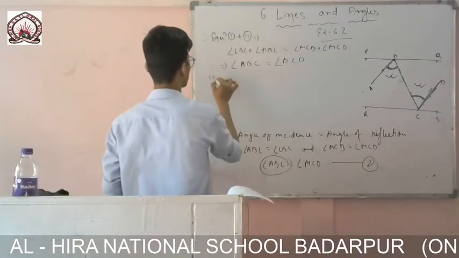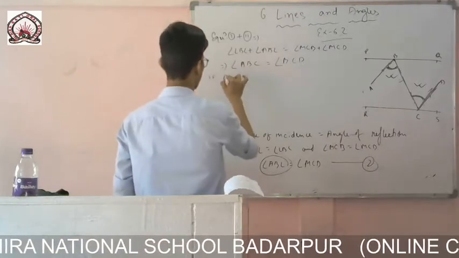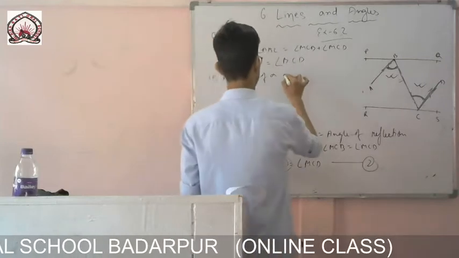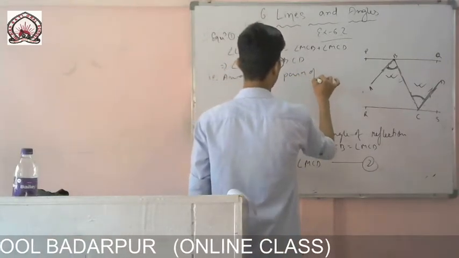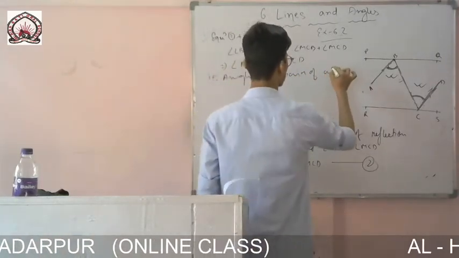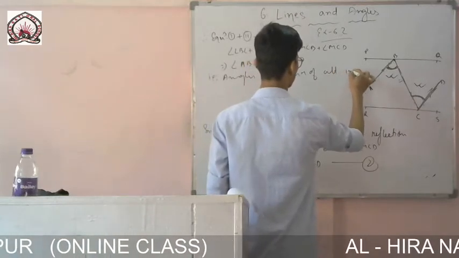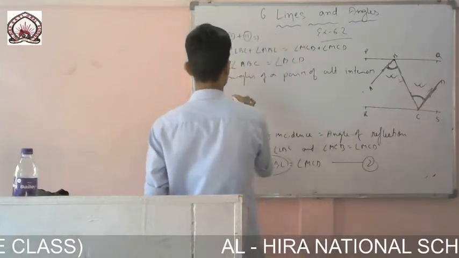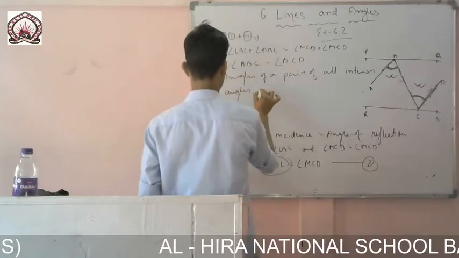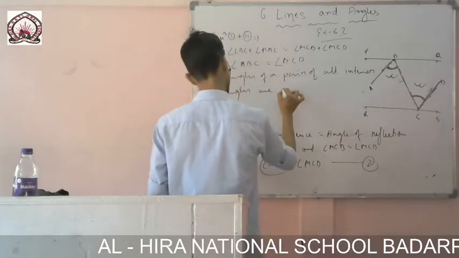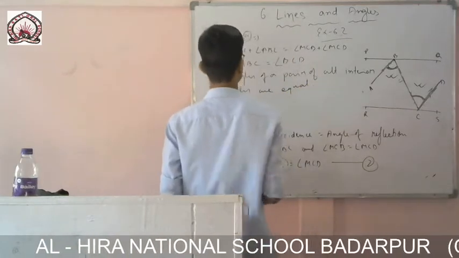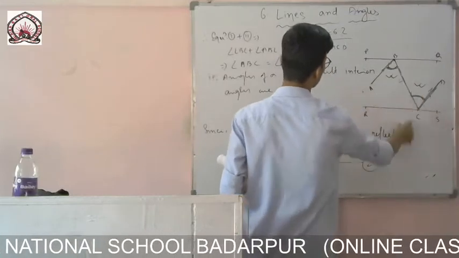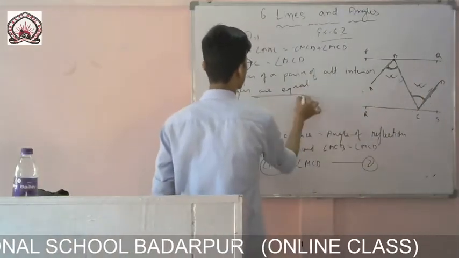So these two, what we have got? These two are angles of a pair of alternate interior angles. A pair of alternate interior angles are equal. These two are alternate angles, and what we have got is that these two are equal.